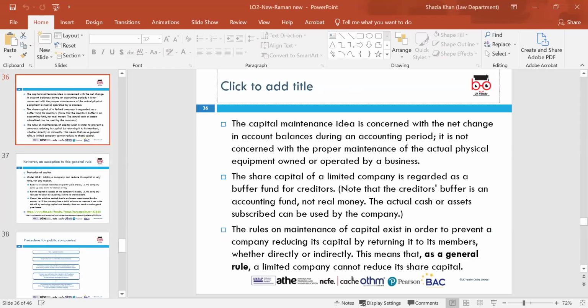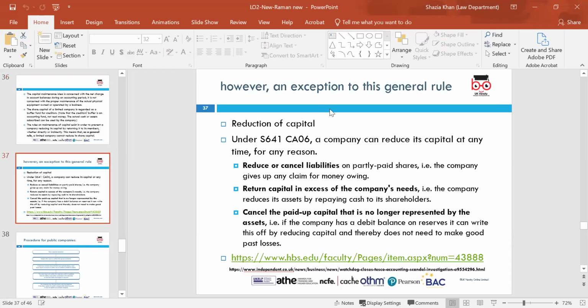So the capital maintenance idea is concerned with the net change, as we mentioned. The rules of maintenance of capital exist to prevent a company reducing its capital by returning it to its members, whether directly or indirectly. This means that as a general rule, a limited company cannot reduce its capital. However, an exception to this general rule is reduction of capital under Section 641 of the Companies Act 2006. A company can reduce its capital at any time for any reason, such as reducing or cancelling liabilities, returning capital in excess of the company's needs, or cancelling paid-up capital that is no longer represented by assets.